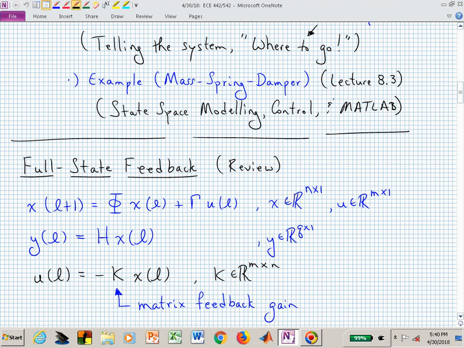In terms of an arbitrary number of inputs M and states N, our state feedback matrix K is an M by N matrix. That's our feedback gain matrix that connects all of the state variable components into the input vector U.